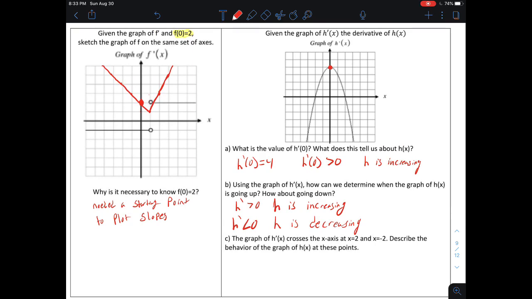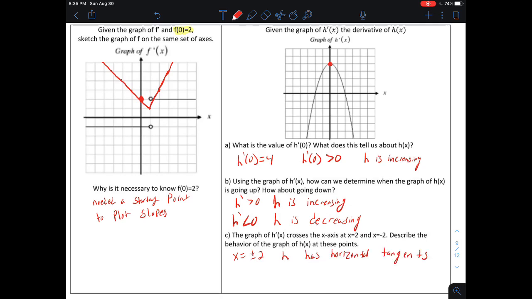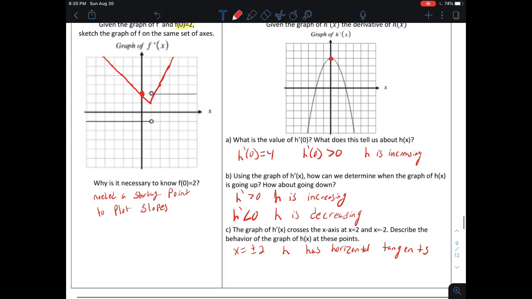So for C, the graph of h prime crosses the x-axis at 2 and -2. Describe the behavior of the graph at these points. Well, that means that at x equal to positive or negative 2, h has horizontal tangents. It also means that the derivative graph is going from positive to negative, or negative to positive at those points, which in terms of increasing or decreasing means that we would have a relative maximum or minimum.